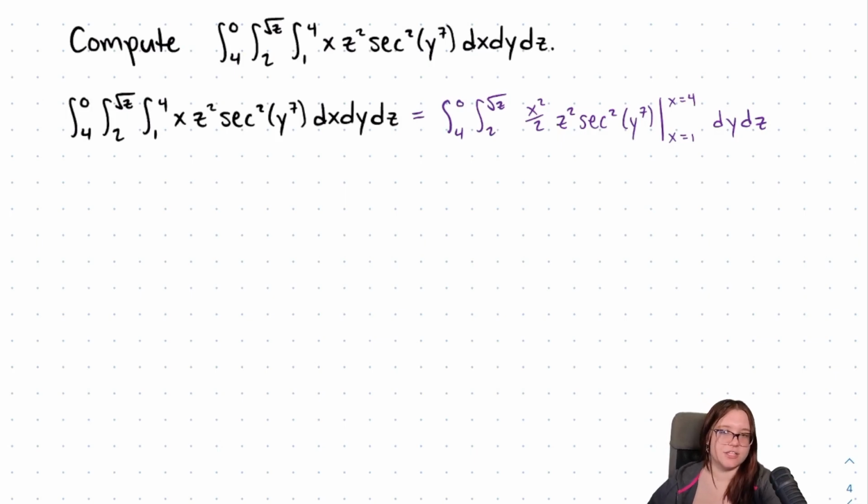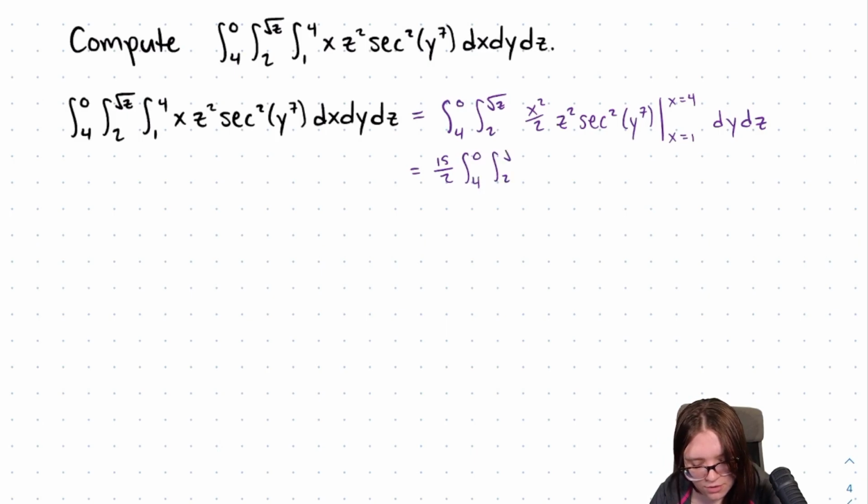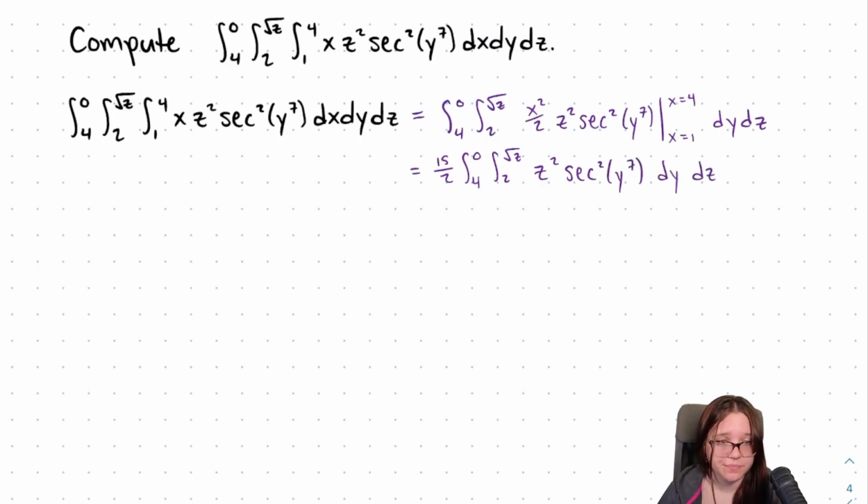All right, so let's plug that in. If I plug in, 4 squared over 2 is 8. 1 squared over 2 is 1/2. So we are left with 8 minus 1/2, which is 15 over 2. And I can go ahead and just pull that right outside of all of the integrals because it's just a constant. The x squared over 2 has gone away because we have plugged that in. Secant squared y to the 7th dy dz.